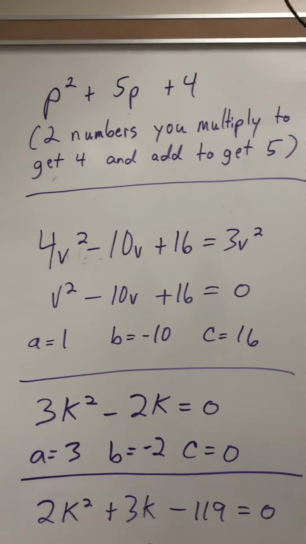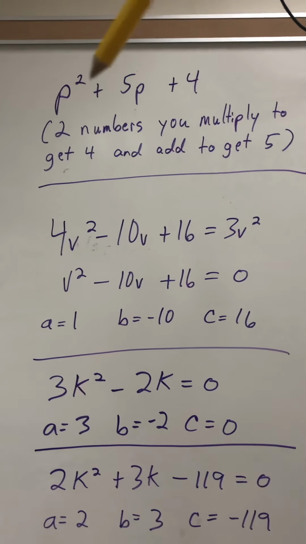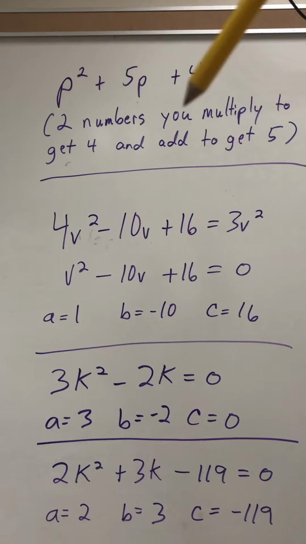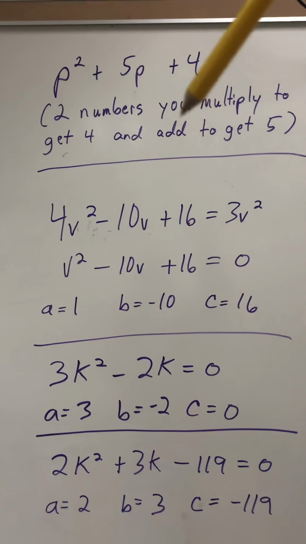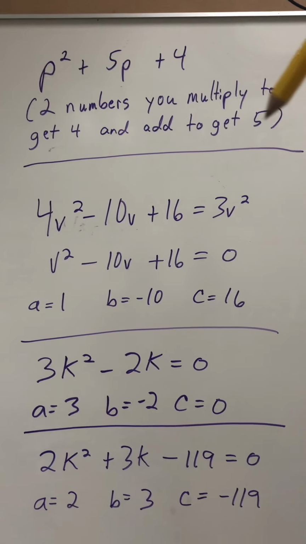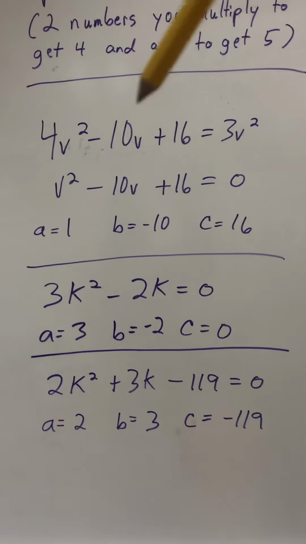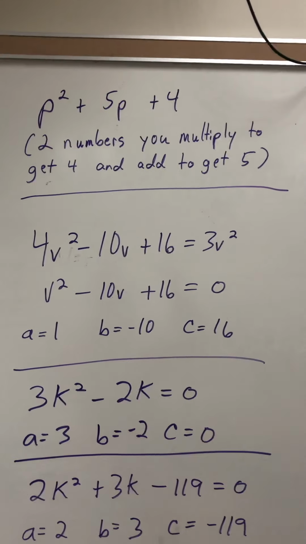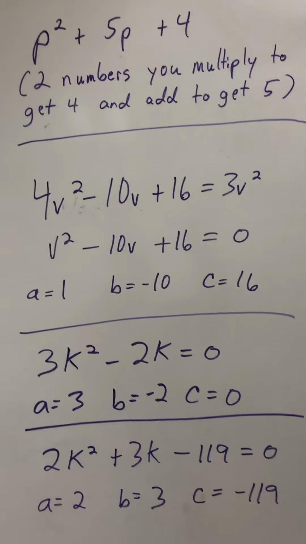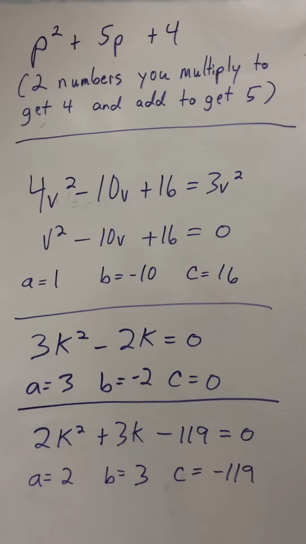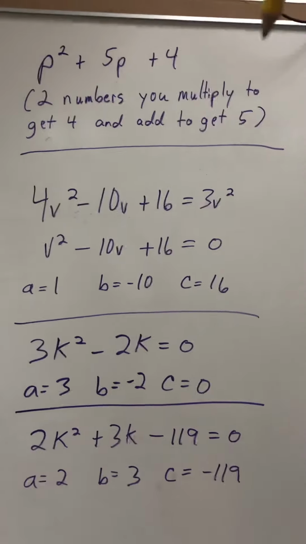Okay, for p squared plus 5p plus 4, you want to think of two numbers you multiply to get 4, but then you add those two numbers and you get 5. Okay, think about it. Think about all the multiples of 4, or factors. Think of all the factors of 4. There's only a few of them. What two of them do you add together to get 5?